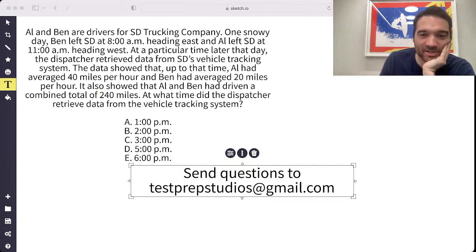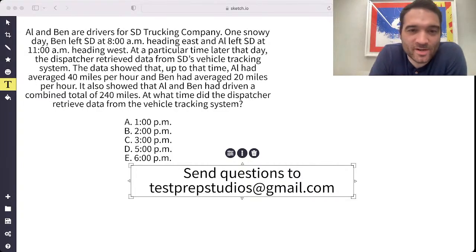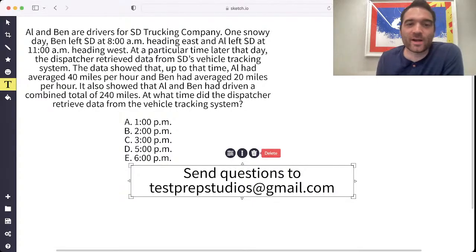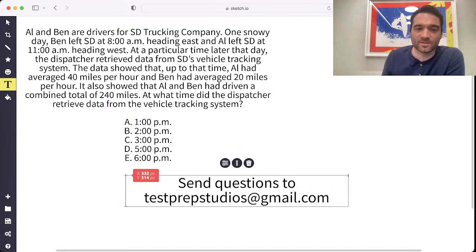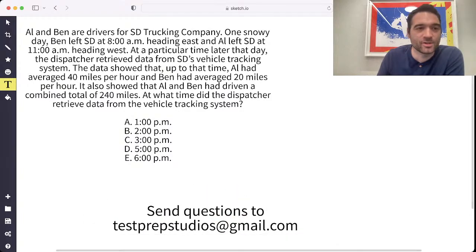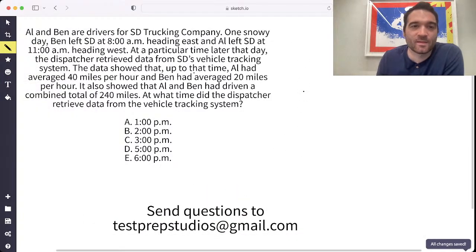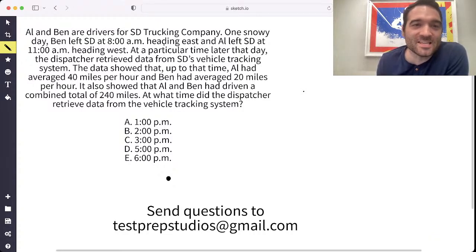But let's take a look at this question together, because speed, distance, rate, time questions really tend to baffle folks on the test. Now this one, we have two drivers driving in opposite directions. I'm going to move this down here. They start from the same point, SD, whatever that is, South Dakota, I don't know, right? And Ben drives east at 8 a.m. Al drives west at 11 a.m.